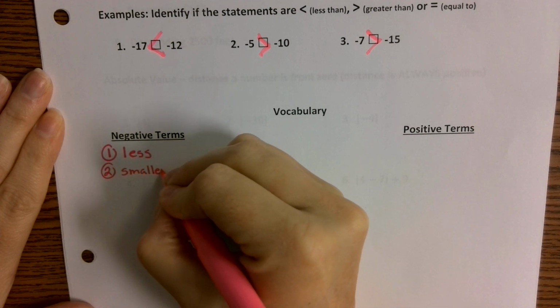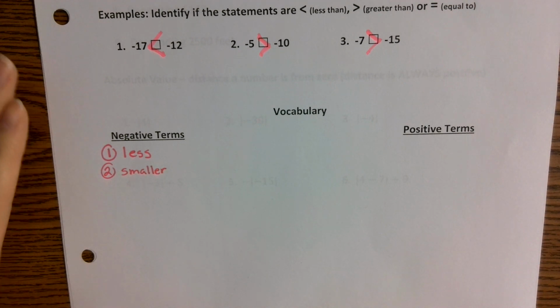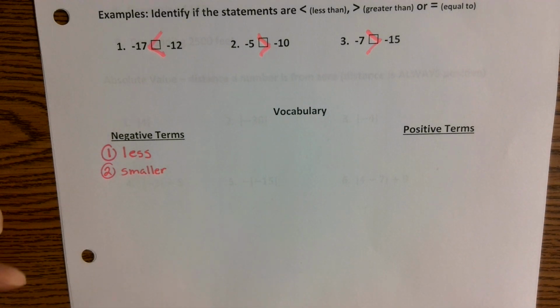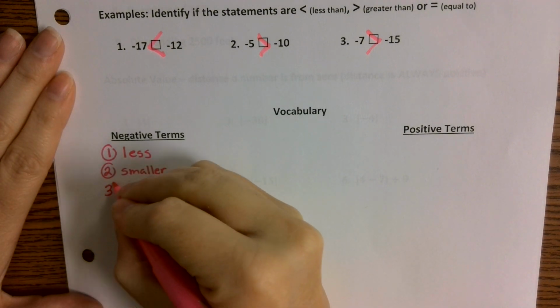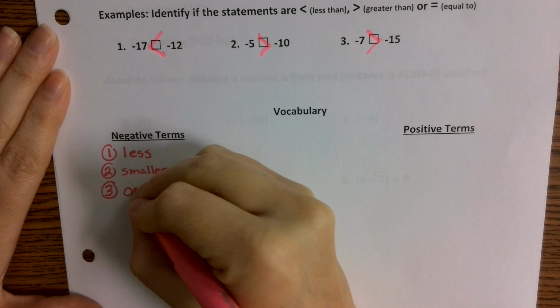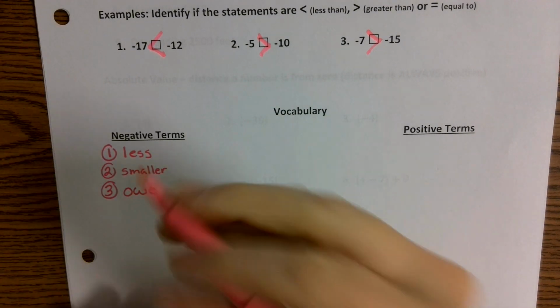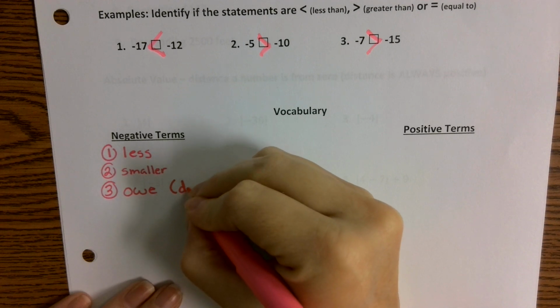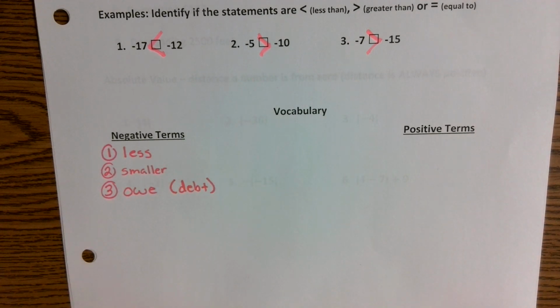Smaller might imply that we're talking about a negative term. Anybody have other vocabulary that they can think of that would imply something to be negative? Owing somebody. That is a contextual value. When you owe somebody money, when you are in debt, and I'll even put that down here too, debt off to the side, that is something negative.